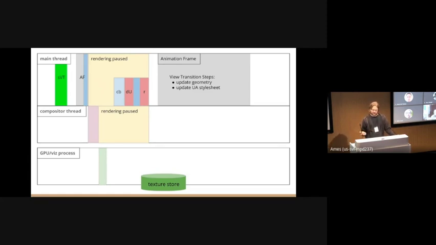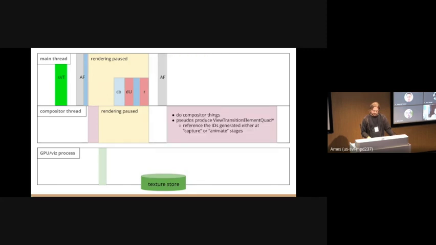And we also update the style sheet as a result of that. At the compositor step, for these pseudo elements, we produce a new type of quad called the view transition element quad. The asterisk is there because it might not be named that in the code right now, but that's what it's meant to be called. And these reference the IDs that we've been generating at discovery time, basically. And either at the old DOM or the new DOM, they just embed the ID.